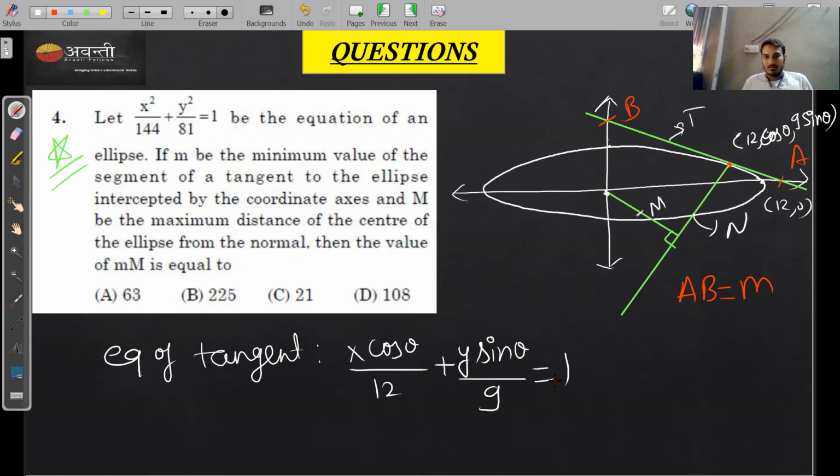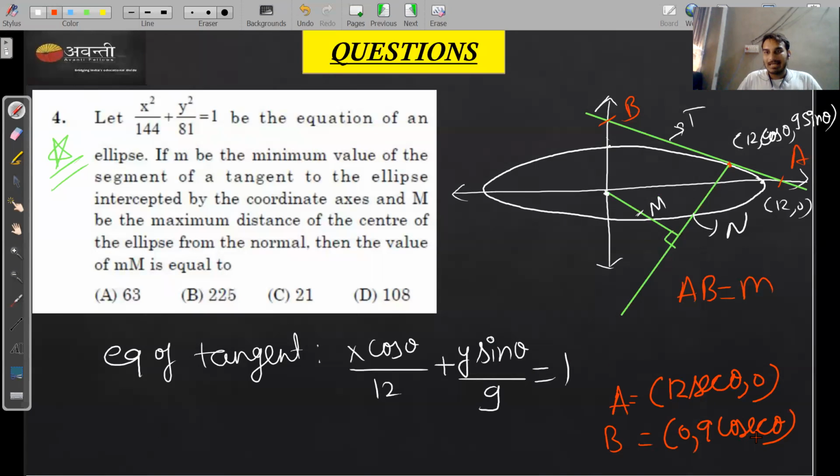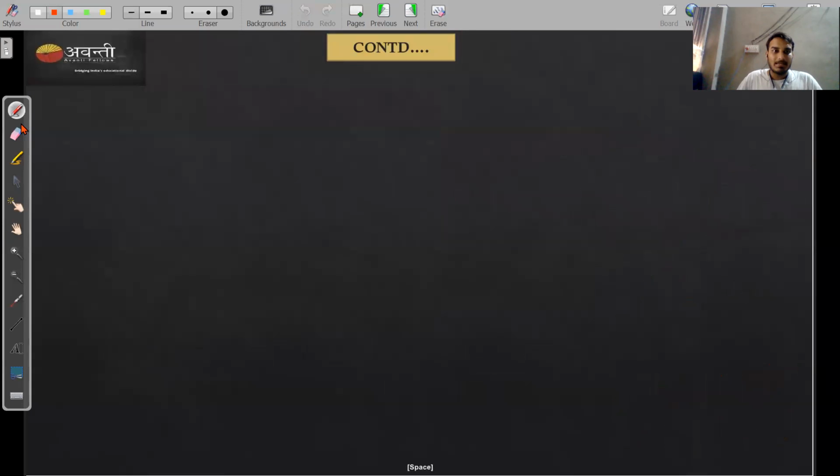Okay, so what are the points A and B? For point A you put y as 0, so you get 12 sec theta comma 0, and for B put x as 0, so you get 0 comma 9 cosec theta. Now we have small m, right? Small m is AB, so find AB first.